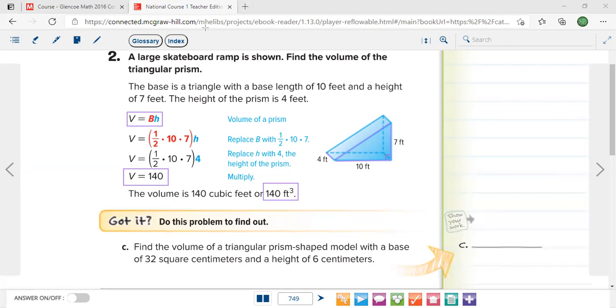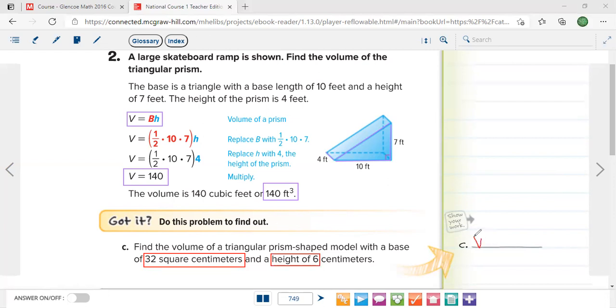Now problem C. Find the volume of a triangular prism shaped model with a base of 32 squared centimeters. The base is 32 squared centimeters. So this is the area of the base, it is ready. And the height is 6. So this is a very easy problem.